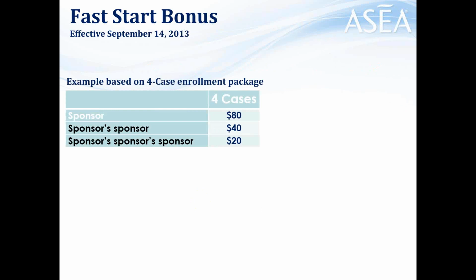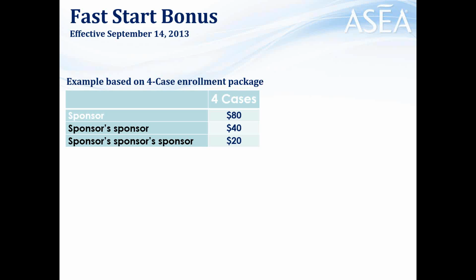Whenever you enroll someone with an enrollment package, whether they do the 1 case, 2 case, 4 case, or 8 case, there's an immediate commission that you're going to receive. Now, if they just enroll with a $40 kit, there's no commission. But if they purchase product, you will receive $20 per enrollment case. So if they do the 2 case, you get 40. If they do the 4 case, you get 80. The 8 case, 160.